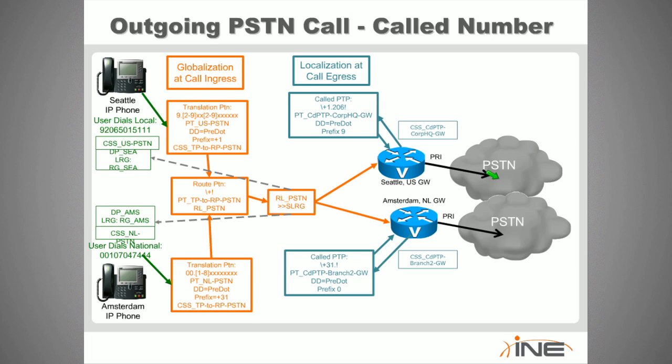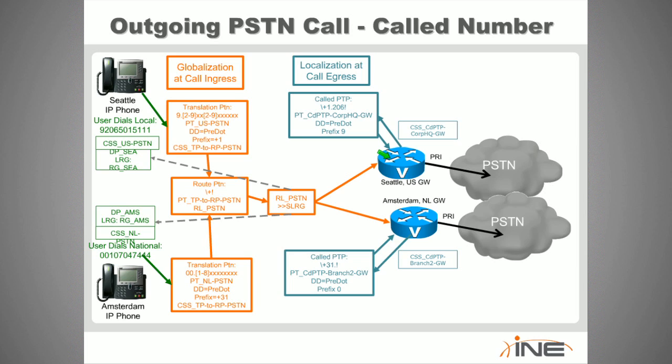Remember that yesterday in Module 9 we began taking a look at digit manipulation. So here we have digit manipulation for called party. But yesterday we began doing digit manipulation for calling at the egress gateway. Does anyone remember what the big caveat, the big stumbling block, was that we ran into by using calling party transformation patterns at the egress gateway?